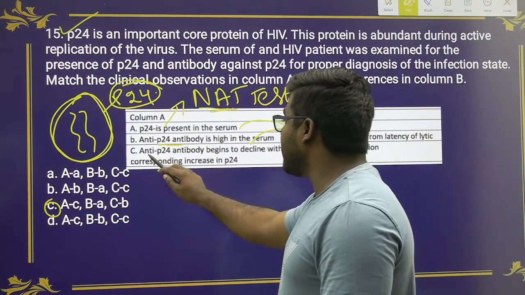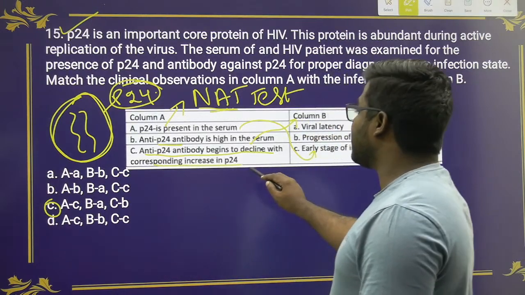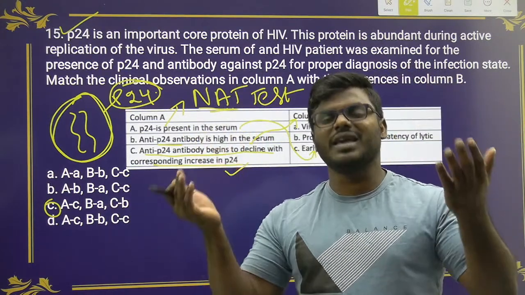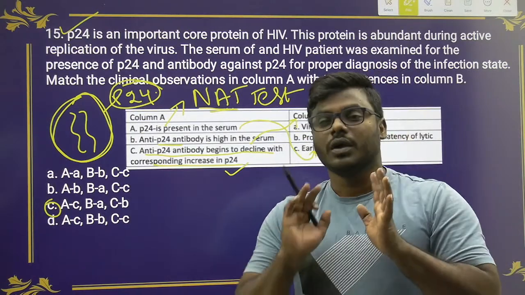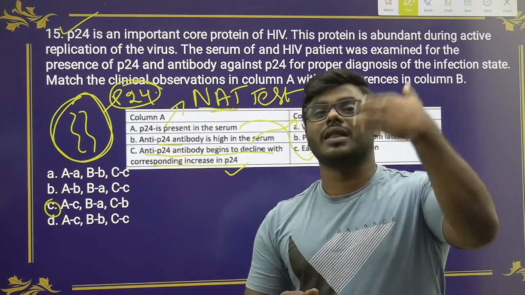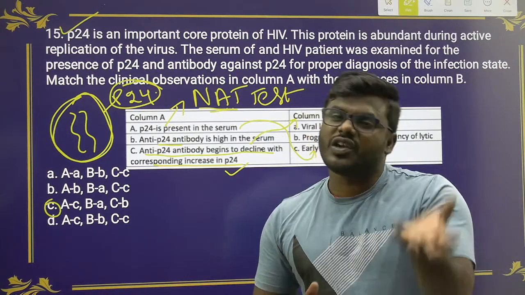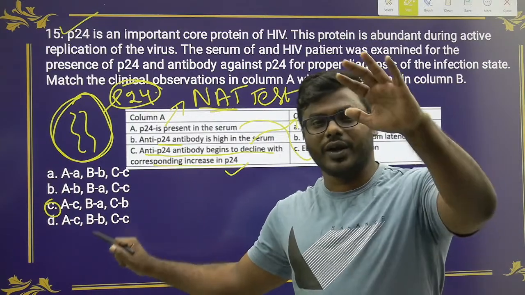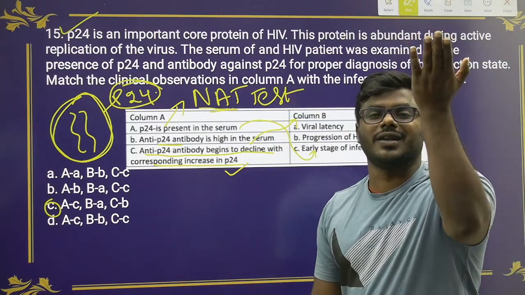All of you listen. Anti-P24 antibody begins to decline with the corresponding increase in the P24. What do you mean by that? P24 antigen is gradually increasing and production of P24 antibody is decreasing, which means the viral number is increasing more than normal. Then it will take a greater time for the body to produce the P24 antibodies. So the anti-P24 antibodies decrease when the viral latency progresses continuously.